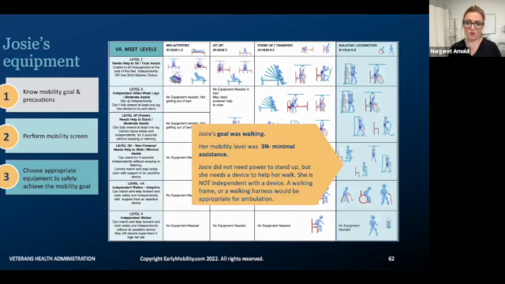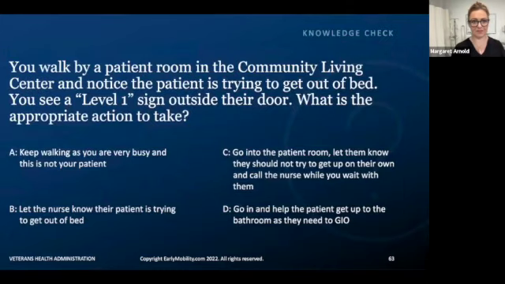So Josie's goal was walking. Her mobility level is 3N. And so you go to the column, you go to the row, and then you find the equipment solutions.